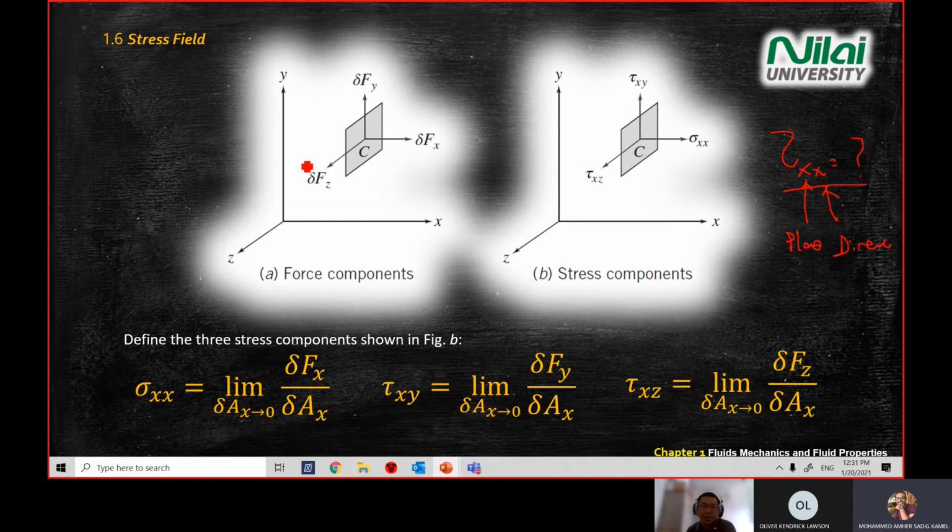Yeah. So you look at this one. What's the value, or is there any value for shear xx here? Any force that creates this component, shear xx, in this case, in these slides? No, there's none. The answer is 0.